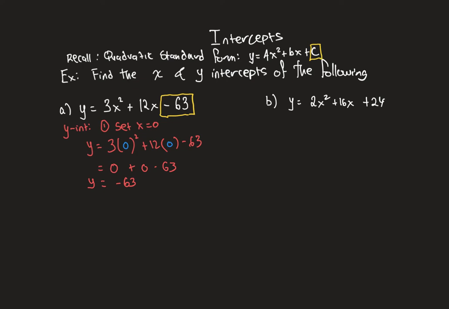This is actually a general rule that your y-intercept is always going to be equal to your c value. So basically, the term that doesn't have a variable beside it, the one that's afraid of letters.